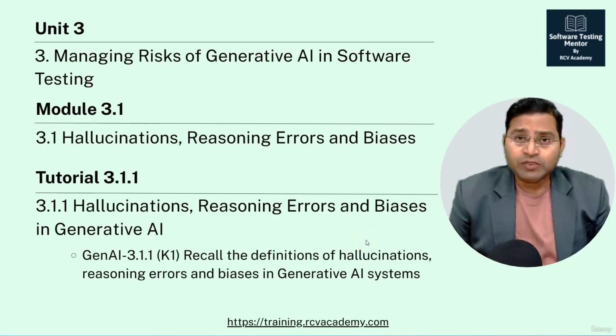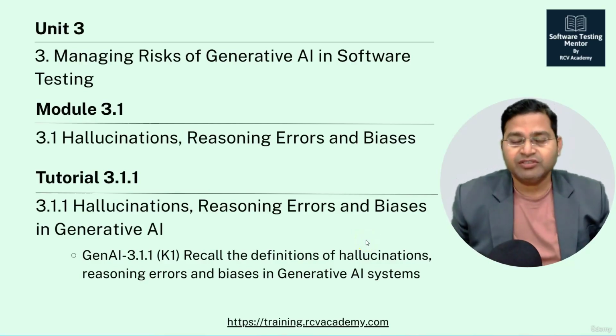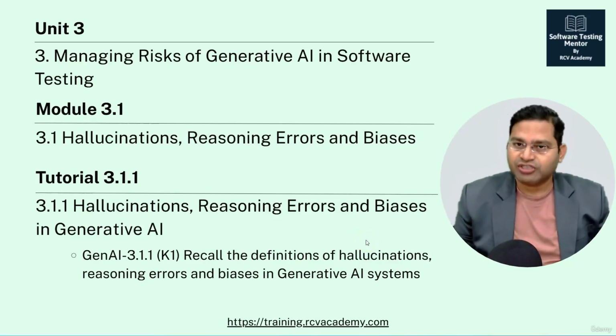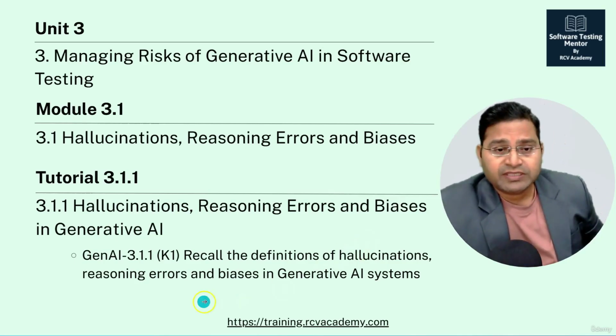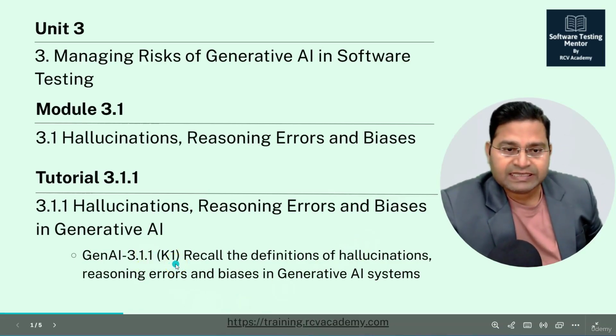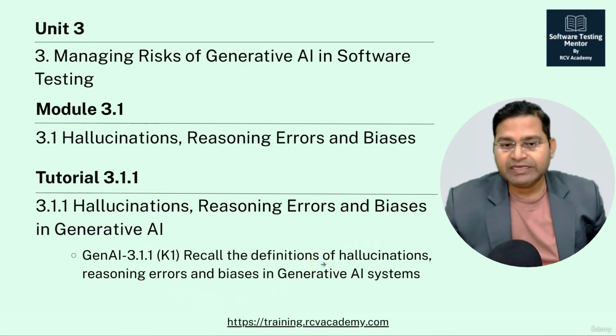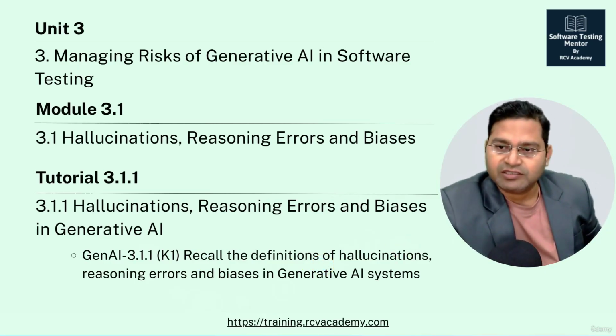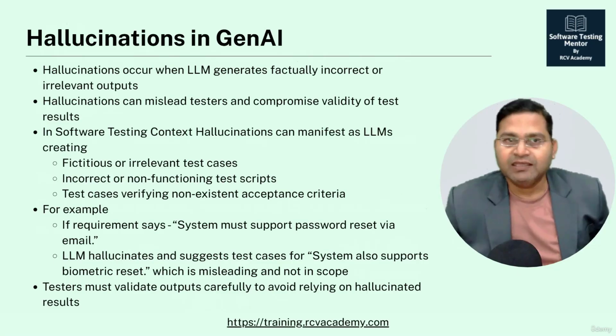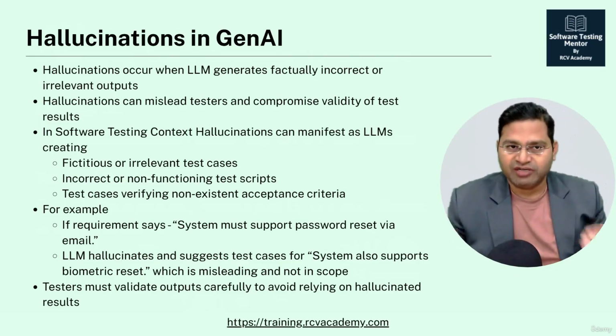So let's continue in detail about the hallucinations, reasoning errors and biases in generative AI. As part of the syllabus, the learning level is K1, wherein you have to recall the definitions of hallucination, reasoning errors and biases in generative AI systems. Let's understand what exactly is hallucination in generative AI.